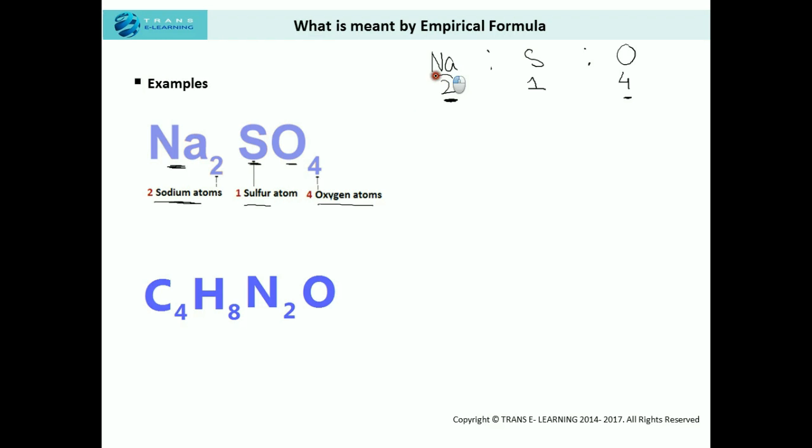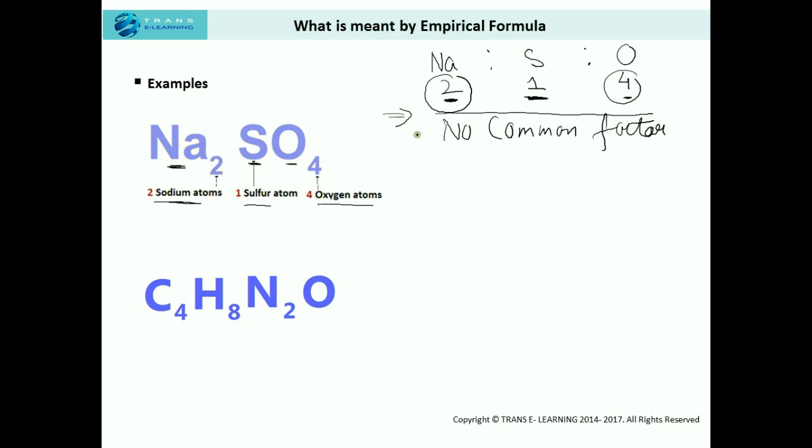Here there is a common factor 2 between 2 and 4, but with sulfur we don't have. So overall, we cannot take any common factor among 2, 1 and 4, because 1 will not have any common factor. We cannot take 2 as a common factor here. So in this case, the number of atoms of sulfur does not bear any common factor with the atoms of sodium and oxygen. So we cannot take any common factors. That means they share no common factor. So this justifies the first condition.